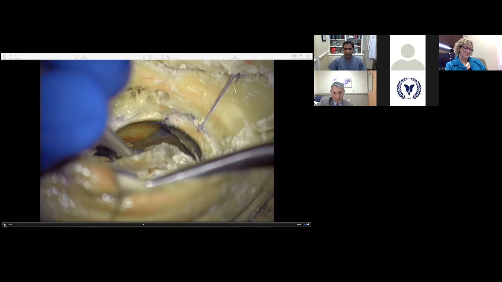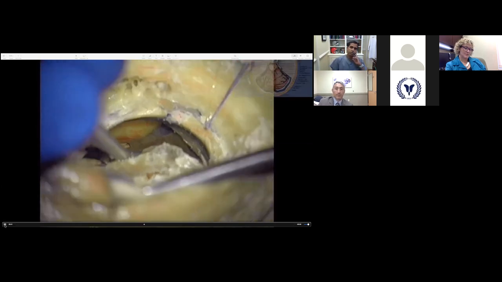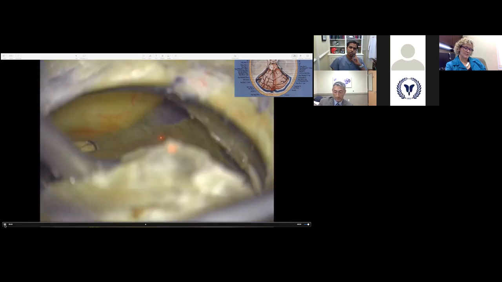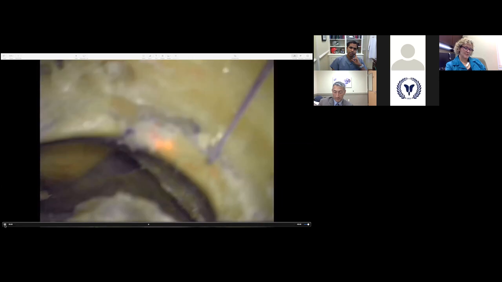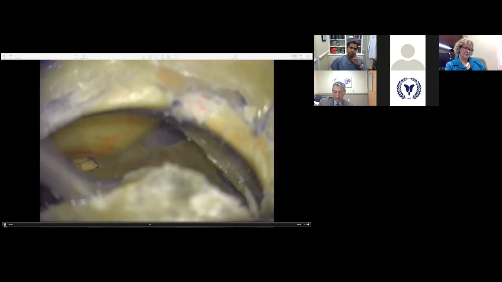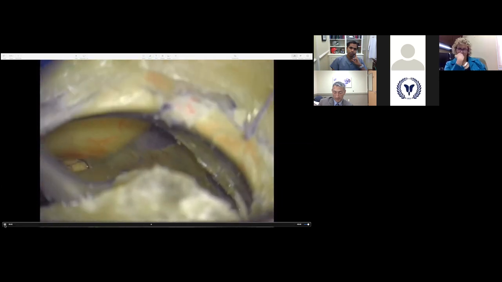The first thing we're going to look at as we go inside, of course, is at that transverse sigmoid junction. We can see the petrosal sinus coming up and inserting into that area at the junction of the petrous bone and the tentorium.